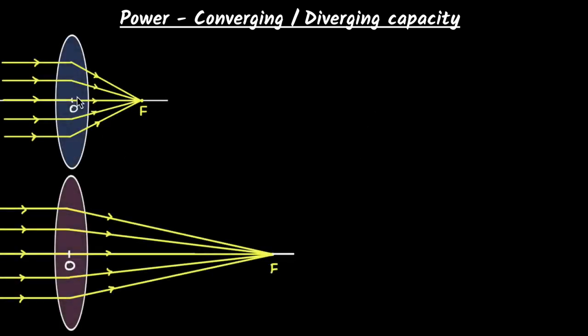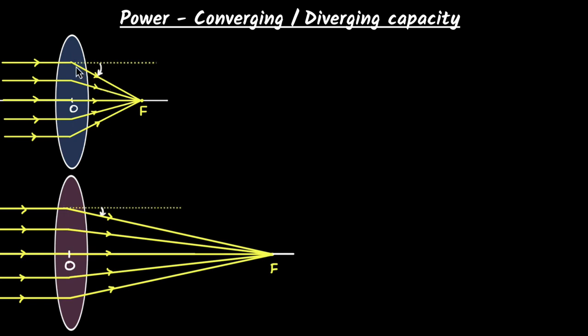In optics, power is defined as the converging or the diverging capacity of your lenses or mirrors. For example, consider these two lenses. Just by using this definition, can you predict which of these two lenses has more power? Just think about it.